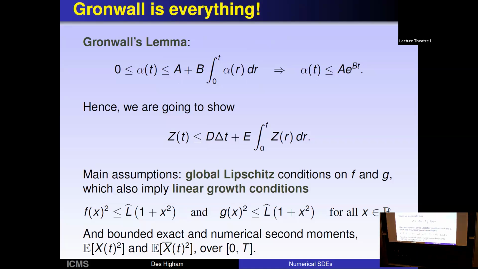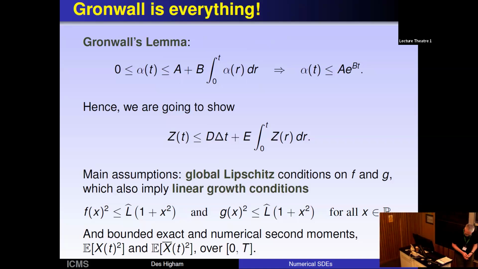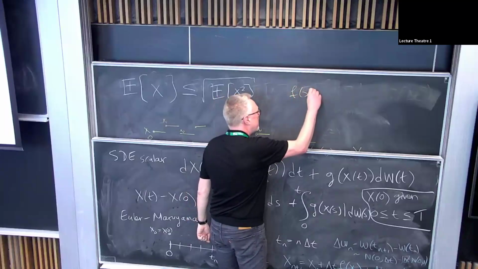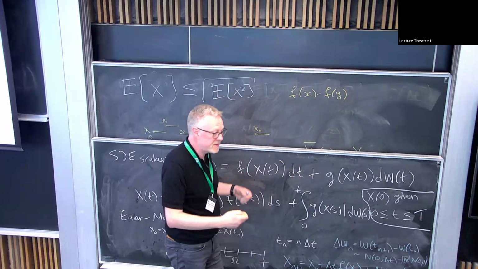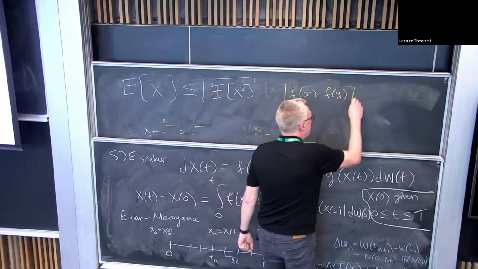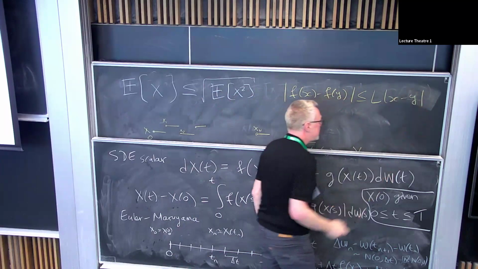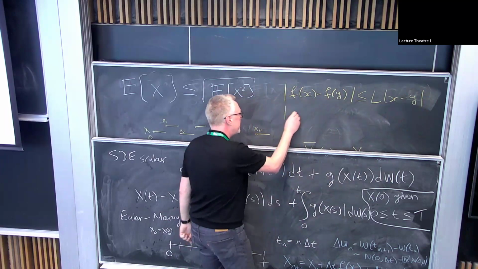That's the aim. I won't go into all the setup, but we're going to assume global Lipschitz conditions on F and G. So that just means, for F, which is part of the SDE model we're given, you can bound the change in the F value by the change in the argument, and the same for G.